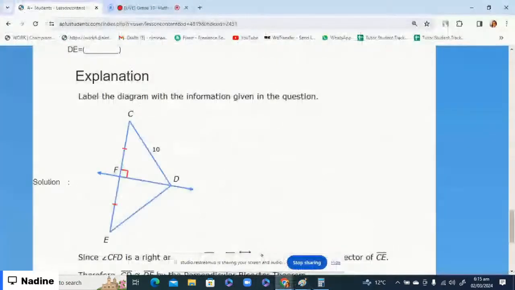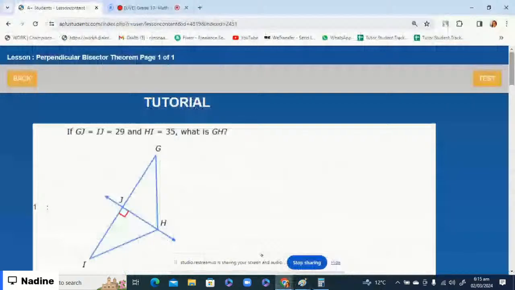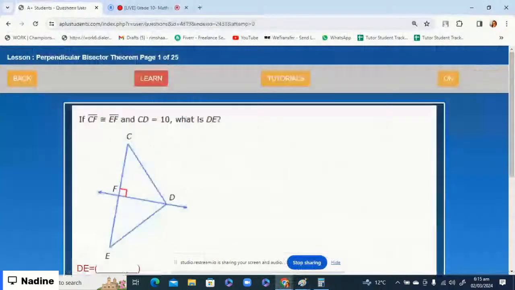Now let's do some test questions. Okay. So here is the first test question, which is CF and EF and CD. CF is 10, EF is 10, and CD is 10. So what is DE? It means this is also 10.